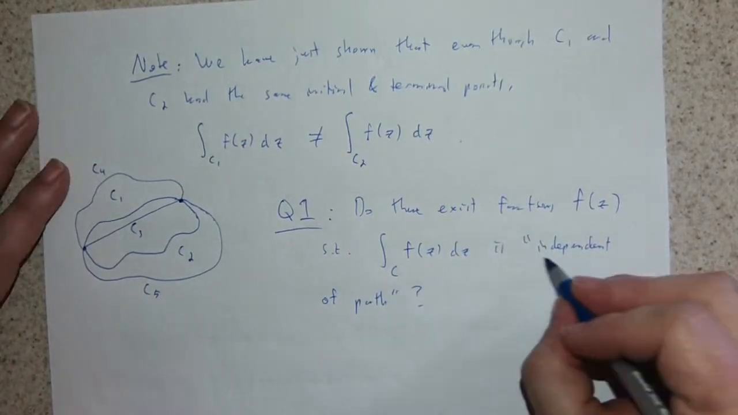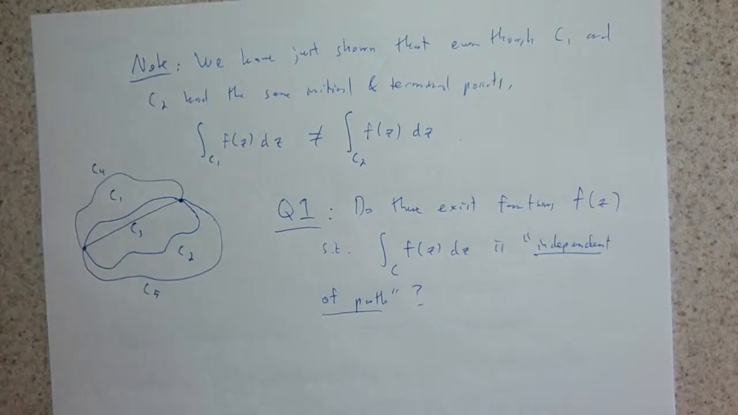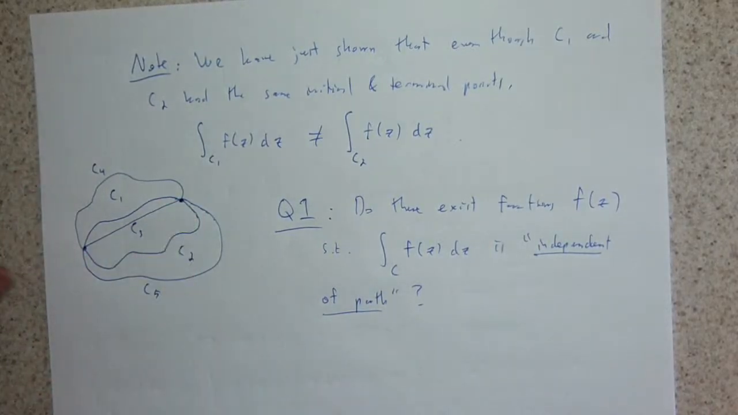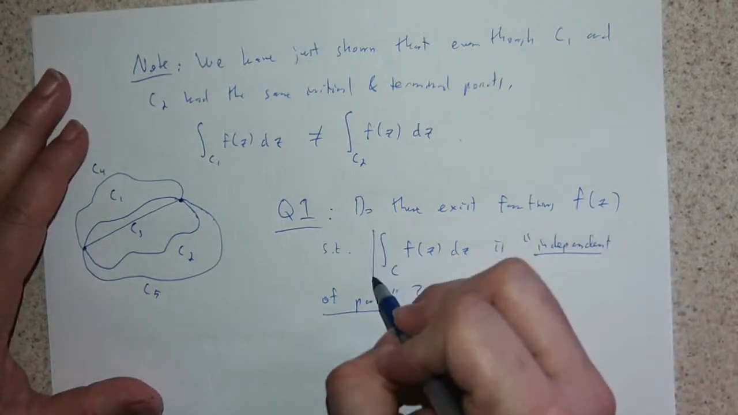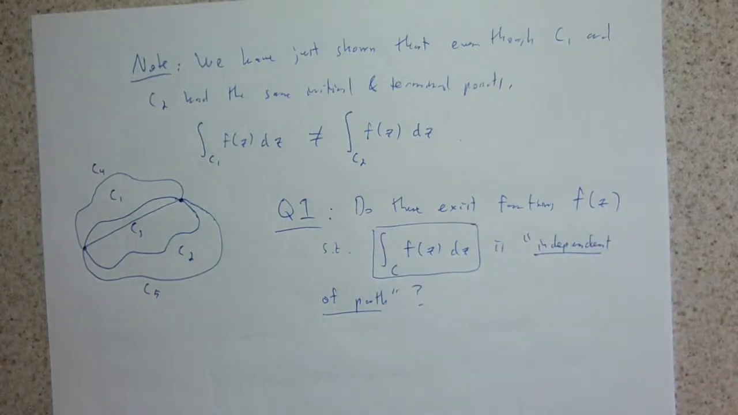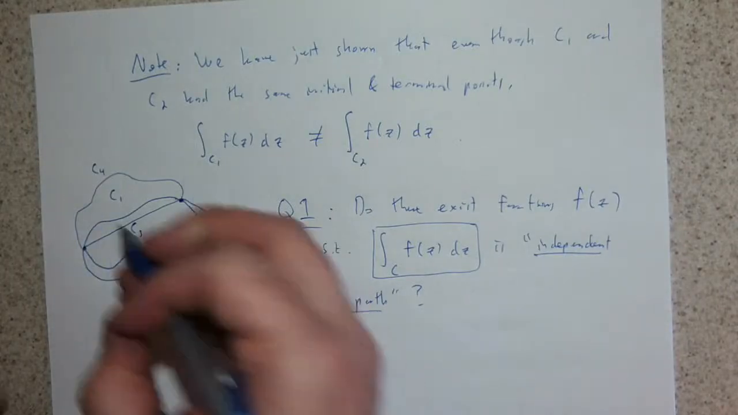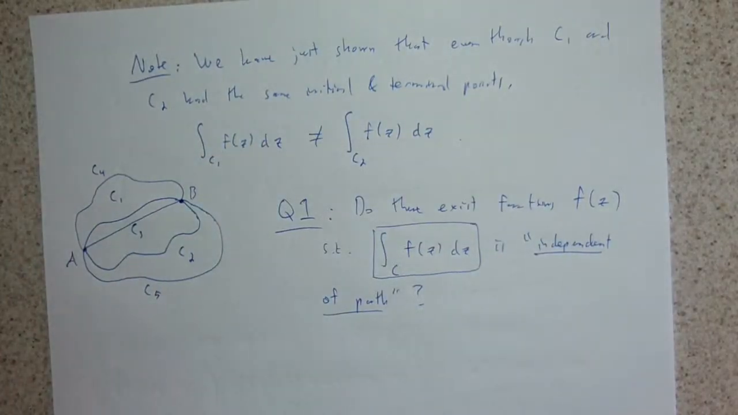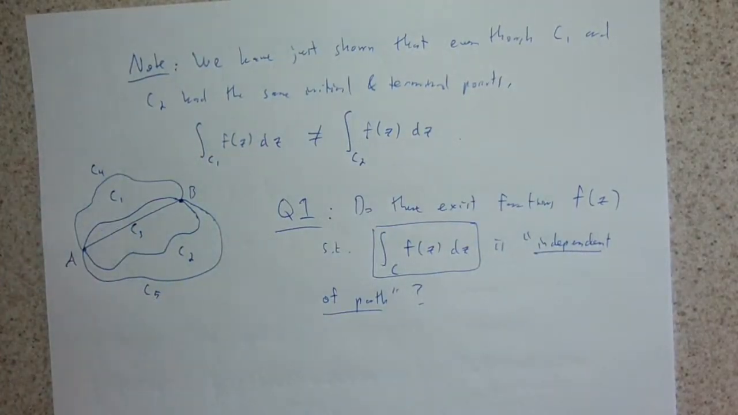What does independent of path mean? Independent of path means that as long as the initial and terminal points are the same, this quantity is the same. That was clearly not true for the function that we just did, but do there exist functions for which this is true? That is basically if I have initial and terminal points A and B, as in this picture, I could have chosen any of these contours and this value would have been the same. Do there exist functions like that? Hold on for 1 second.